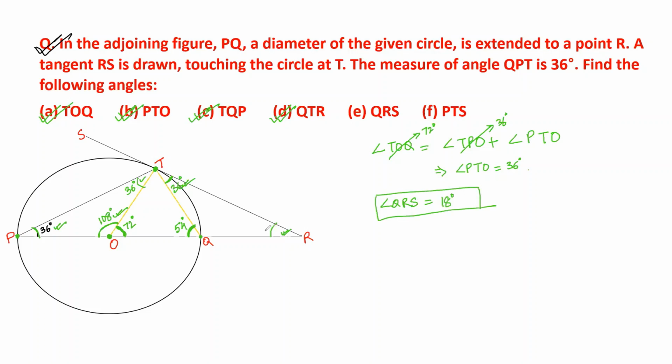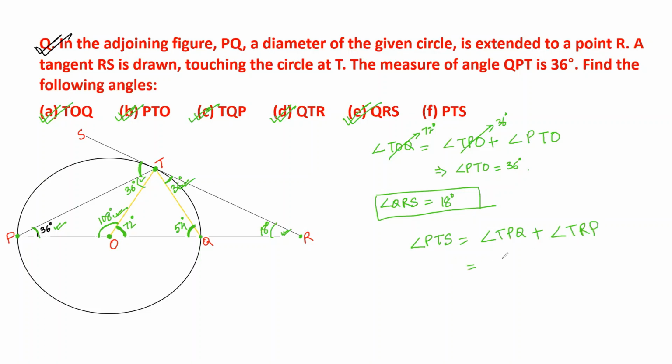So angle QRS is 18 degrees. In a similar way, if we consider triangle PTR, in that case, this angle would be the exterior angle. So angle PTS would be equal to angle TPQ plus angle TRP.